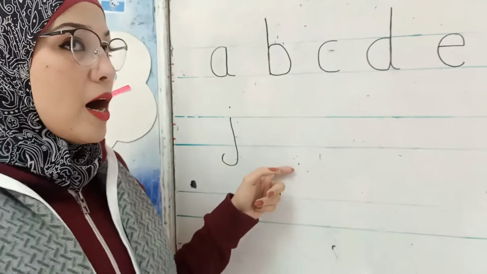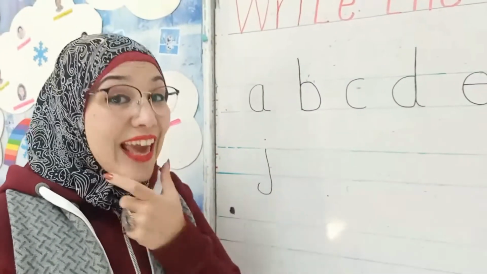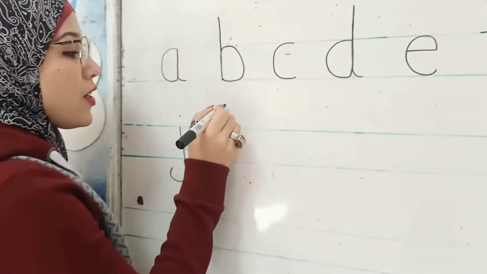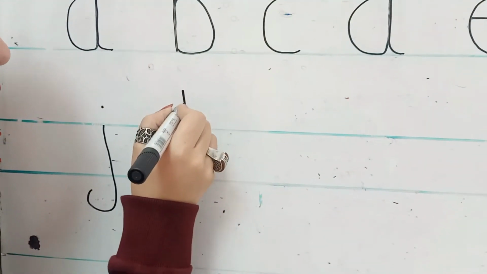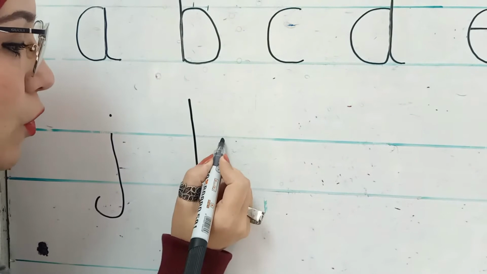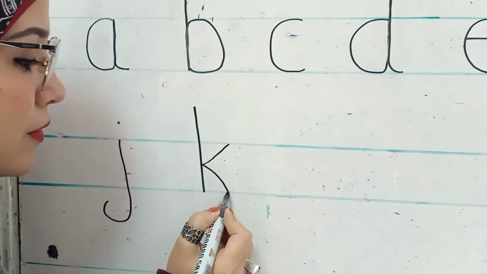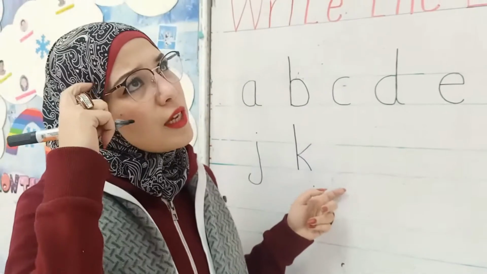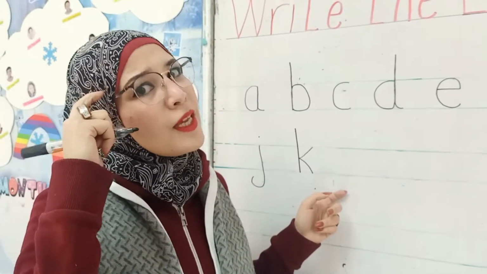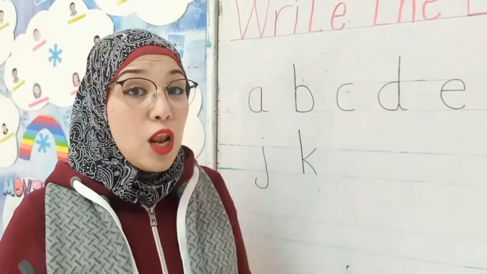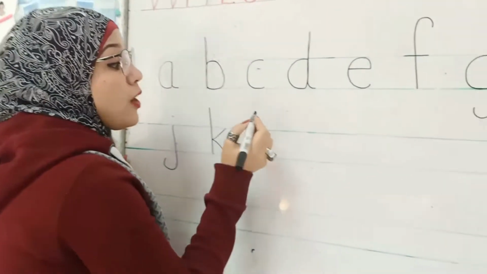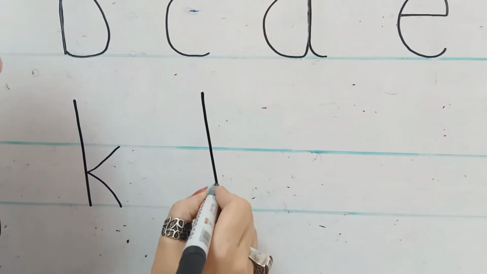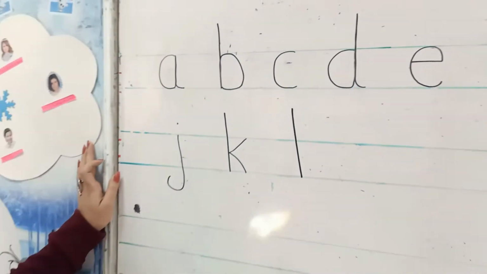After J comes K. How to write letter K? Starting point, down in a long stick and open a mouth. After K comes, super, super, KG1, L. How to write letter L? Starting point, down in a long stick and stop.